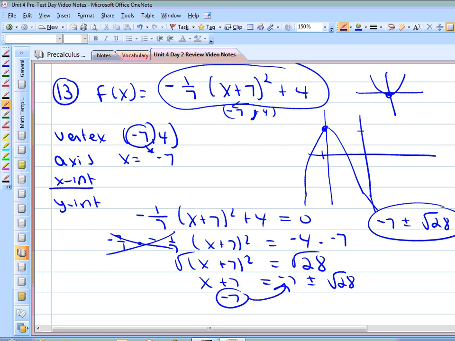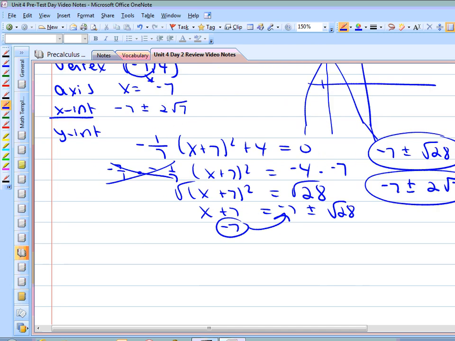So 28 divided by 2 is 14. Divided by 2 is 7. So take out a pair. That 2 comes out. 7 would stay home. And this would be negative 7 plus or minus 2 square roots of 7. And that's what I would like to see. That would get your full points for your x-intercepts. So negative 7 plus or minus 2 square roots of 7.